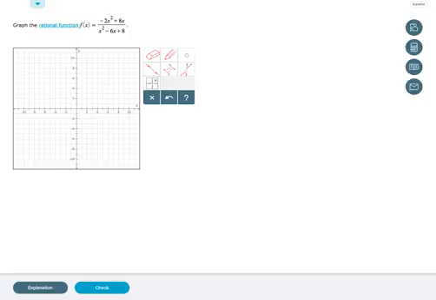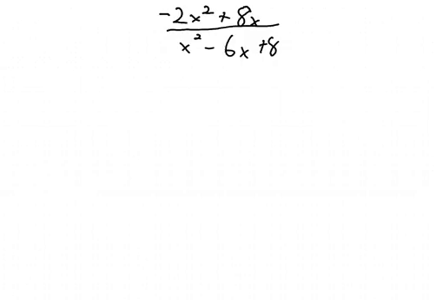Hello everyone, today we'll be learning how to use the graphing tools in ALEKS, specifically for the topic rational functions with holes. Our example problem today will be negative 2x squared plus 8x over x squared minus 6x plus 8. How do I start? Well, first we need to factor the problem.